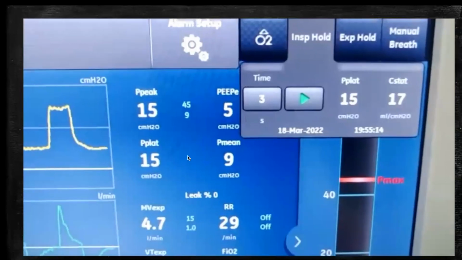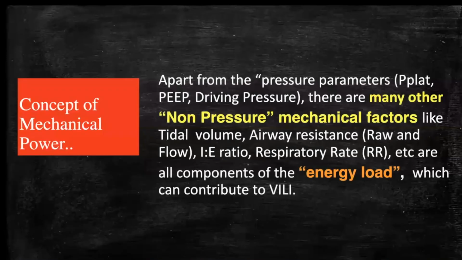So this is how you measure Plateau pressure in pressure control mode. In both volume control and pressure control mode, you need to apply inspiratory hold to measure the Plateau pressure, but before that you have to make sure that the flow is touching the baseline during inspiration before the start of expiration.